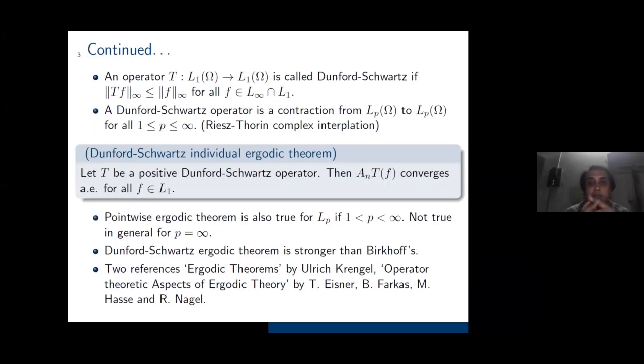Now the second ergodic theorem which I want to talk about is by Dunford and Schwartz. The Dunford-Schwartz ergodic theorem says that now you start with an operator T from L1 to L1, which is a bounded operator and which is a contraction. So this T is a contraction from L1 to L1, and also a contraction from L infinity to L infinity. T is well defined on some common dense subspace of L infinity and L1.